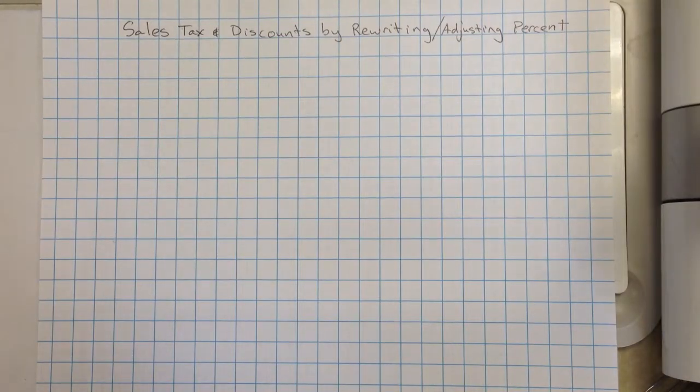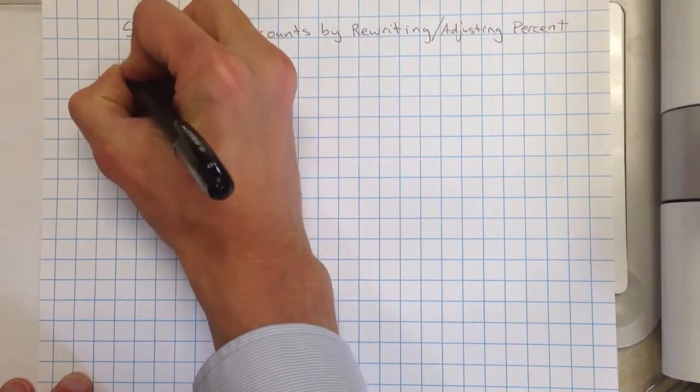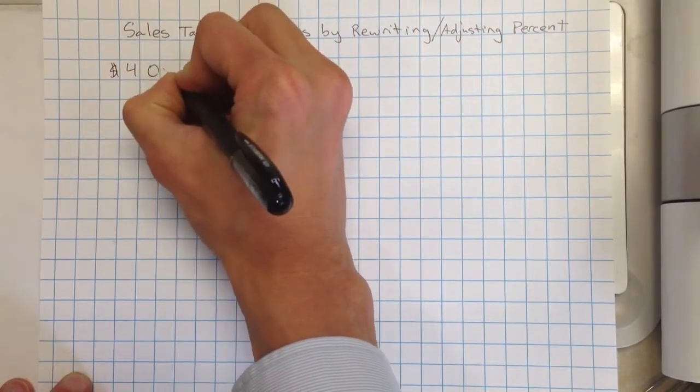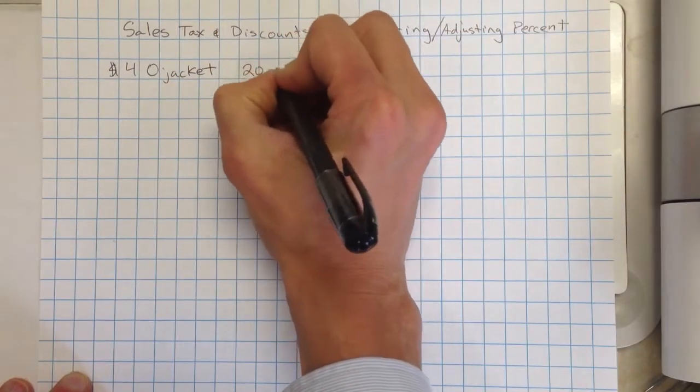Today in class, and really this week, we've been talking a lot about percent and applying percent to aspects of our lives. One of the most common places we'll see that is dealing with sales tax and discounts, or sales. Yesterday we looked at how you can do it by taking your amount, and we'll show a quick example of that. Let's say we had a $40 jacket and there was a 20% discount on it.